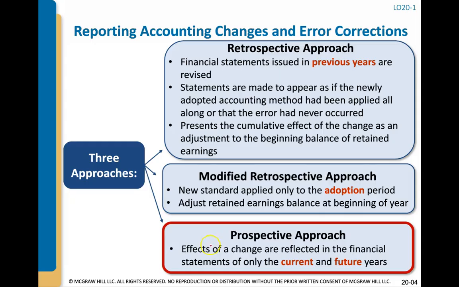The third approach is called the prospective approach, and this is when a change is reflected in the financial statements of only the current year and the future years, and nothing needs to be restated. Additionally, there are no changes to the retained earnings for the prior years or the beginning balance of the current year. That is principally used when there's a change in estimate. That's when we use the prospective approach.